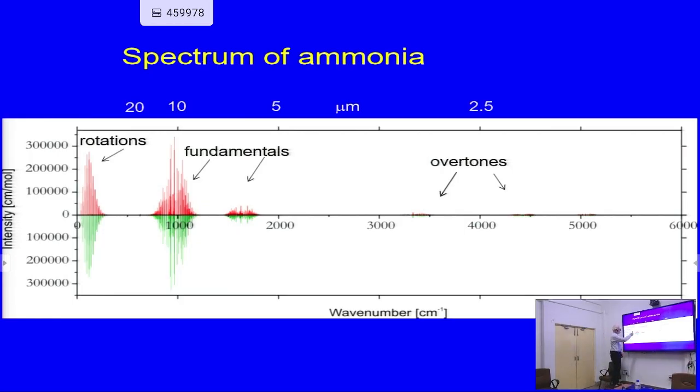and I've lost the wave number off the bottom, but I do have wavelengths up here. So this is 1,000 wave numbers. Oh, sorry, they're in the middle here. So this is a rotational spectrum at very long wavelengths.